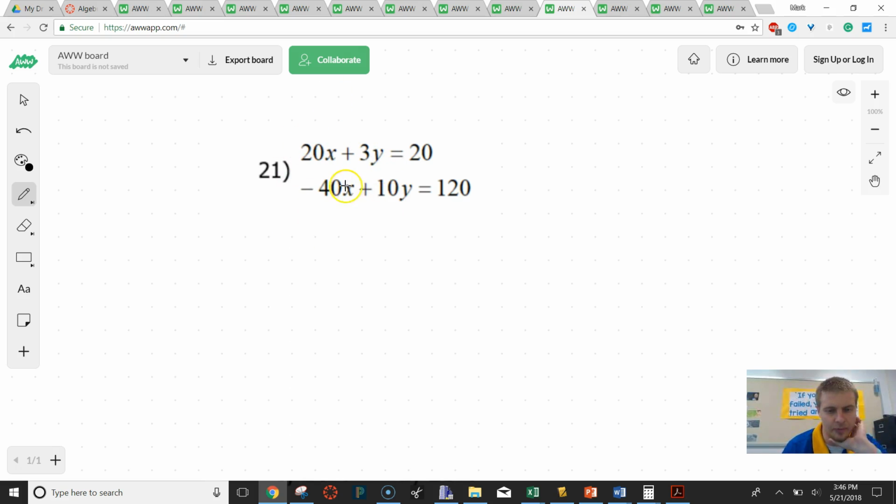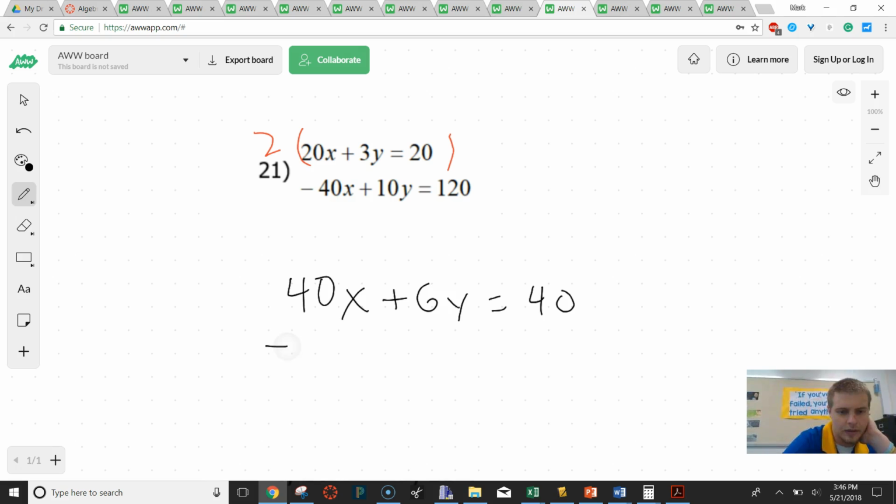Again, this is stacked for elimination. So we could add straight down, but if you noticed, nothing would cancel out. So what I would need to do for this is make sure something cancels. To make sure something cancels, I would need to times the top by 2. So that's going to give me 40x plus 6y equals 40. And then we'll put that one beneath it because I didn't do anything to it.